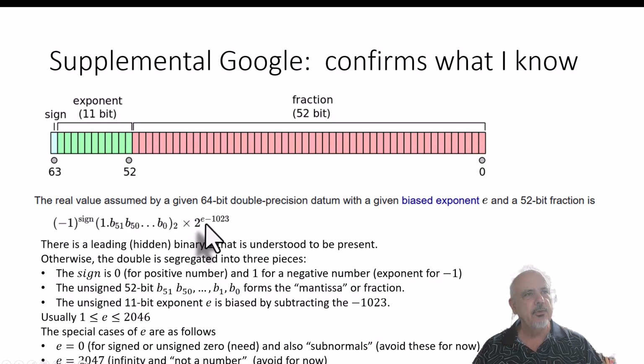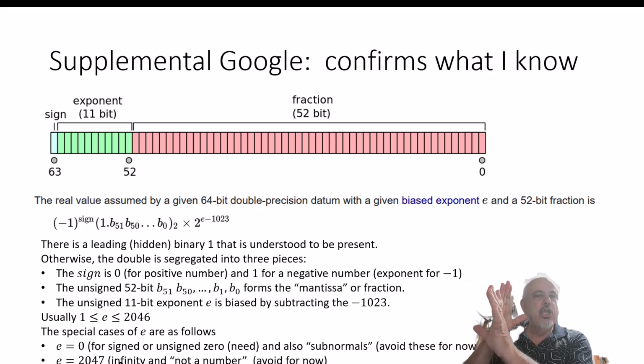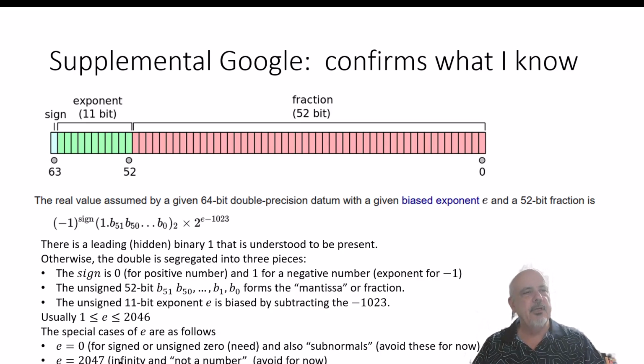That's going to be 2 to the 0, which would be 1. So that's kind of our nominal position there, when E is 1023. Then there's some special cases where E is 0 or E is 2047. 2047 helps you when you get a huge number, so it lets you represent infinity.